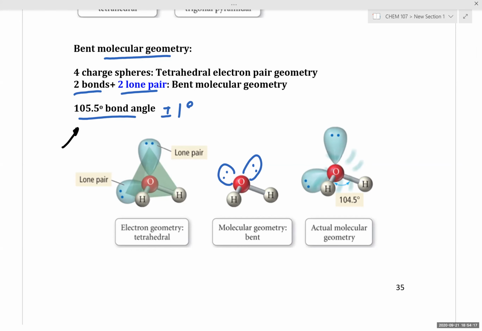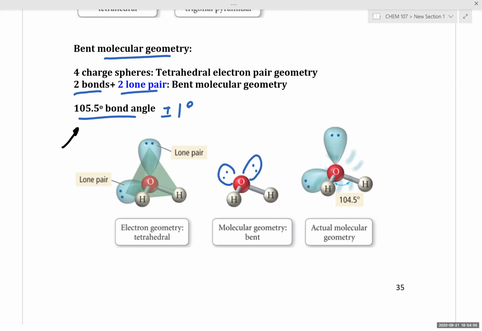Okay. So now in the picture, it says 104.5. Yes, there's a little bit of variation by about 1 degree, depending on your molecule and depending on the book. Some books like to say 104.5, others say 105, others say 105.5. As long as you recognize that the more lone pairs you add, the smaller your bond angle becomes, that's really what we're looking for in this. Okay, thank you. Perfect. Are there any other questions that I can address?